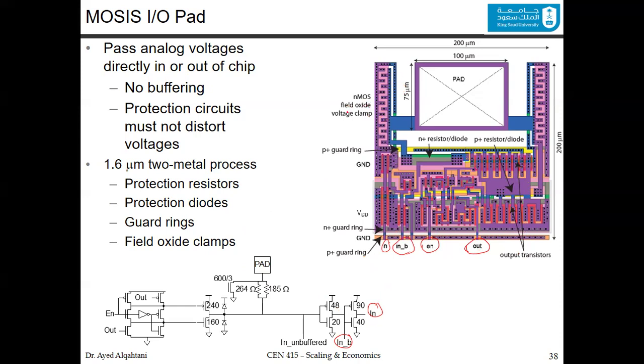It's an NMOS field oxide voltage clamp here and also here. And as you can see, the hole size here is 200 micrometer by 200 micrometer. And the first connection of the gold bond wire will touch this pad, where it is 100 micrometer or 75 micrometer. This gold wire will touch the pad, and from the pad you can go through this design, and after that you can connect it to whatever circuit you have. So your design will be below this, all the way below this. So your design will be somewhere here.